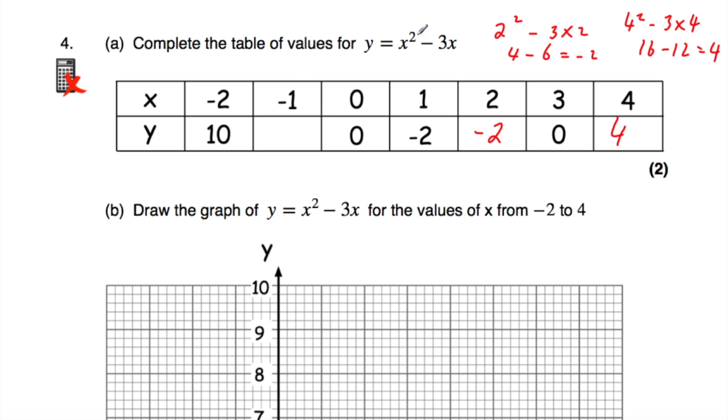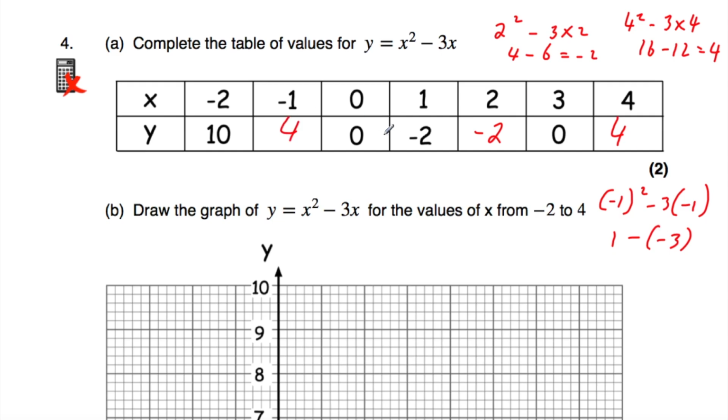So we've then got x squared subtract 3 times x, so it's going to be negative 1 squared, take away 3 times negative 1. So negative 1 squared, well, that's a negative times a negative, which is a positive, so it's going to be 1. And then we're going to take away 3 times negative 1. Well, 3 times negative 1 is negative 3, so we're subtracting negative 3. And 1 minus negative 3 would be 1 plus 3, which is equal to 4.